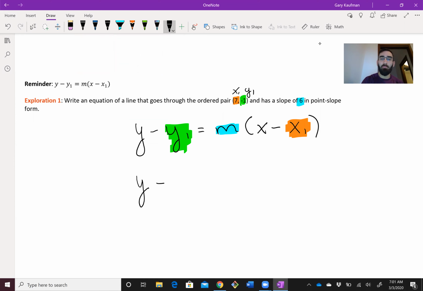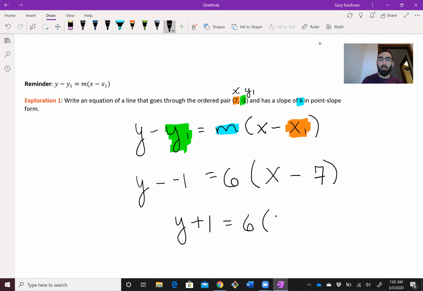So it's y minus -1 equals 6 times x minus 7. I'm going to rewrite this as y plus 1 equals 6 times x minus 7. There are now going to be two interactives for you to make sure that you feel confident on this material.